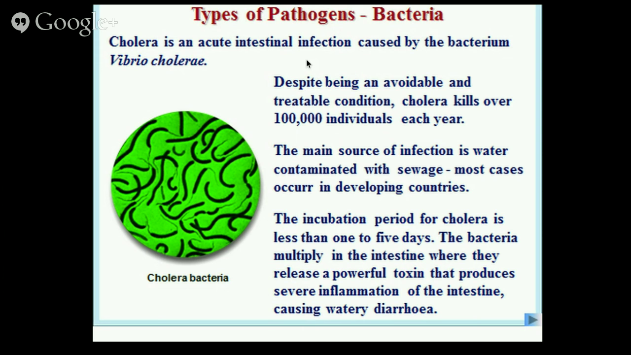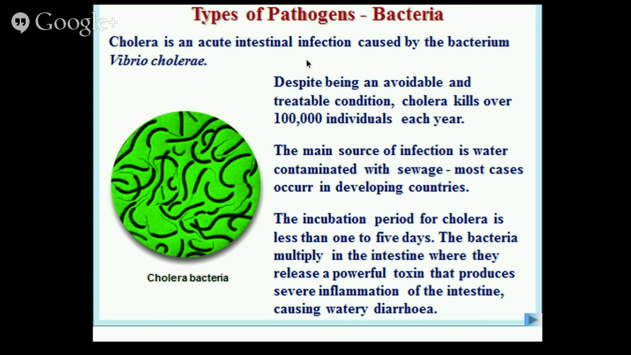So first of all, you've got bacteria. Now, bacterial diseases are pretty bad because the bacteria can multiply very quickly. They make copies of themselves and then split and make copies of themselves and split. So it means you can have thousands of bacteria in a very short time.